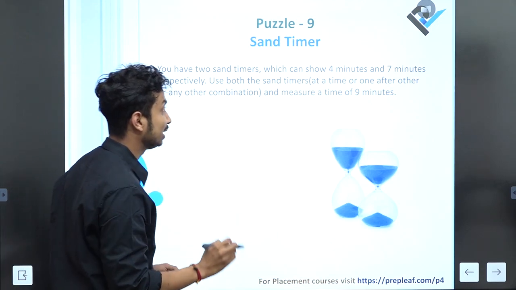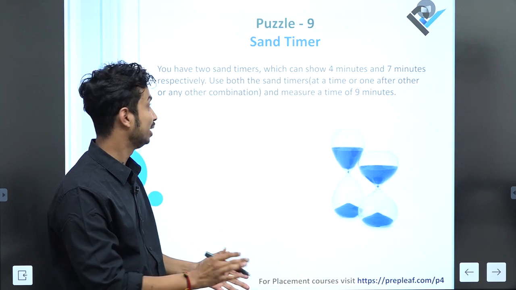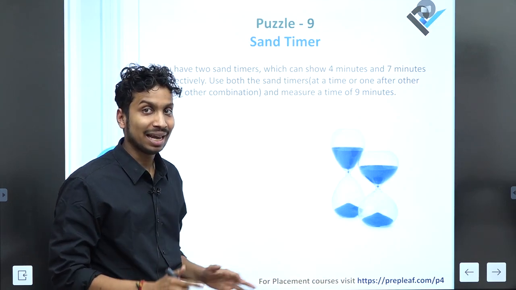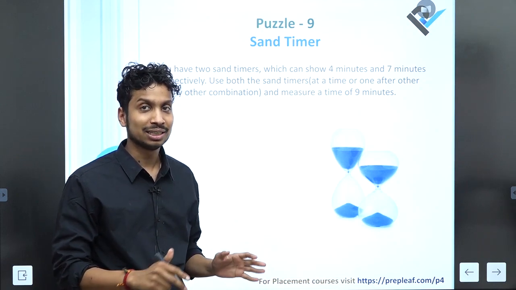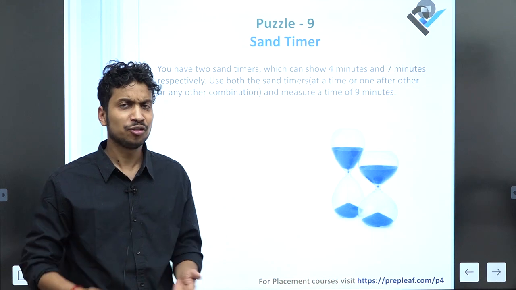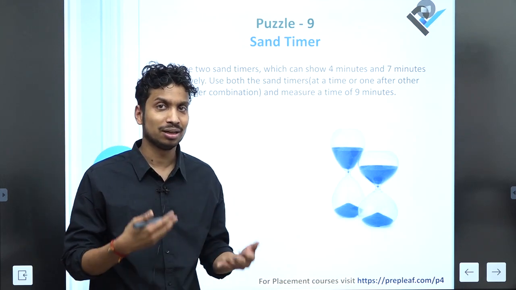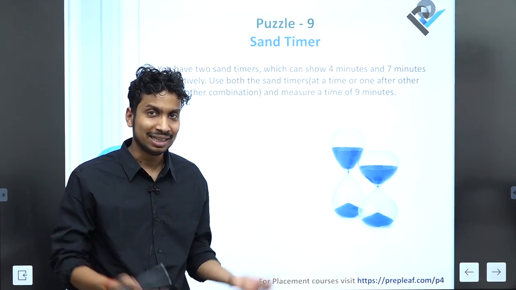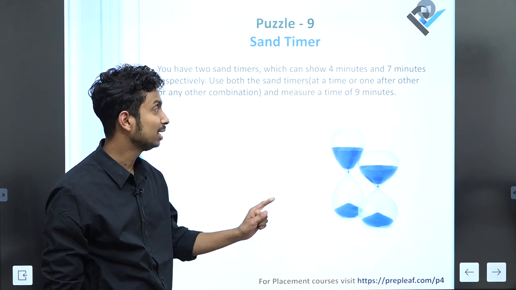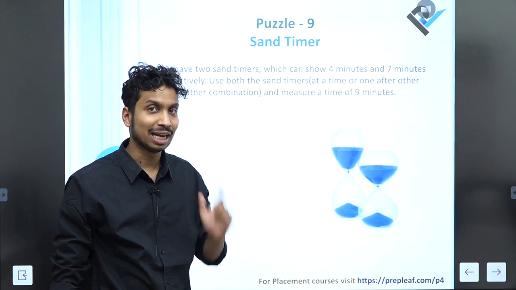We have 2 sand timers which can show 4 minutes and 7 minutes each. We can use both the sand timers in any combination we like, but we have to measure a time of 9 minutes. In case we have to measure 7 minutes, 11 minutes, 14 minutes, or 18 minutes, we can easily find it with the help of the 7 and 4 minute timers. But here the tricky part is figuring out how to measure 9 minutes.